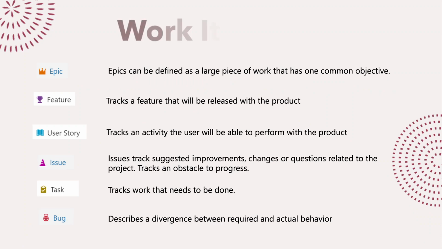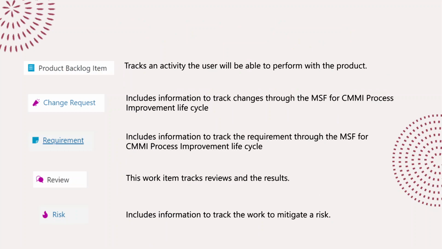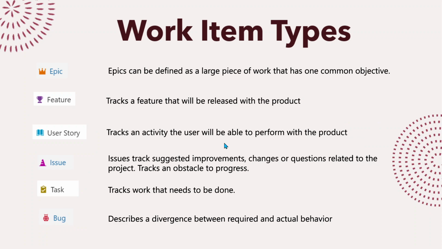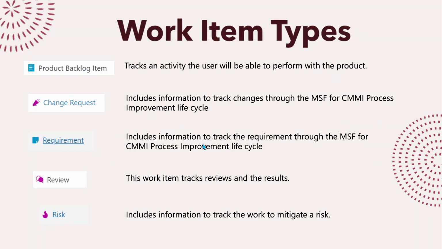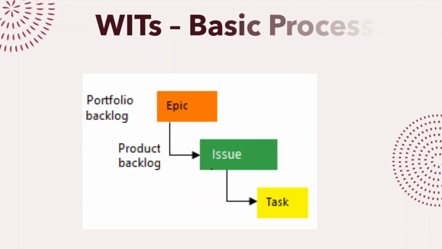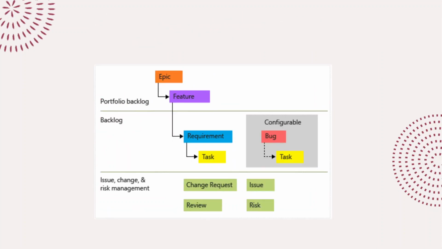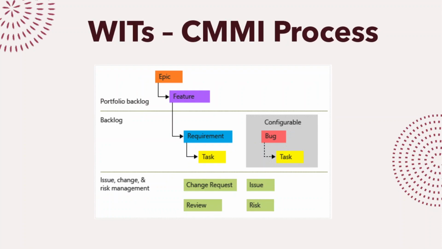The agenda is, first I will cover the different types of work items. I have a couple of slides for that: in my first slide I have a few work items, and in my second slide I have a few more. Then I will cover the four basic processes that are most widely used with Azure DevOps work item types. One is the Agile process, the second is the Basic process which is available by default, the third is the Scrum process, and the fourth is the CMMI process. So this is the agenda for this video.